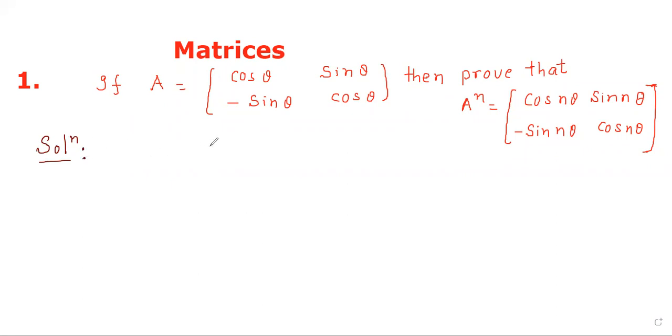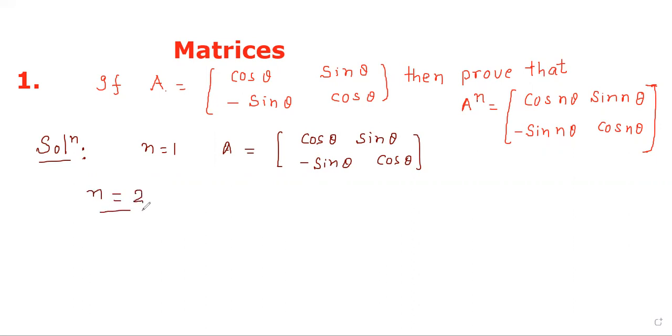So here, let's write n equal to 1. When we write n equal to 1, we get A power 1, or A, equal to [cos theta, sin theta; minus sin theta, cos theta], which is equal to A. So it's correct. We have got A from A power n. Now let's take n equal to 2.